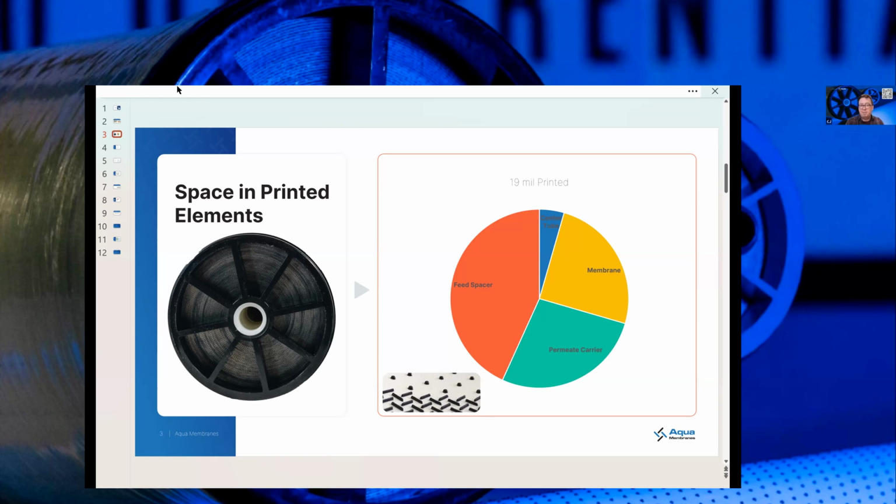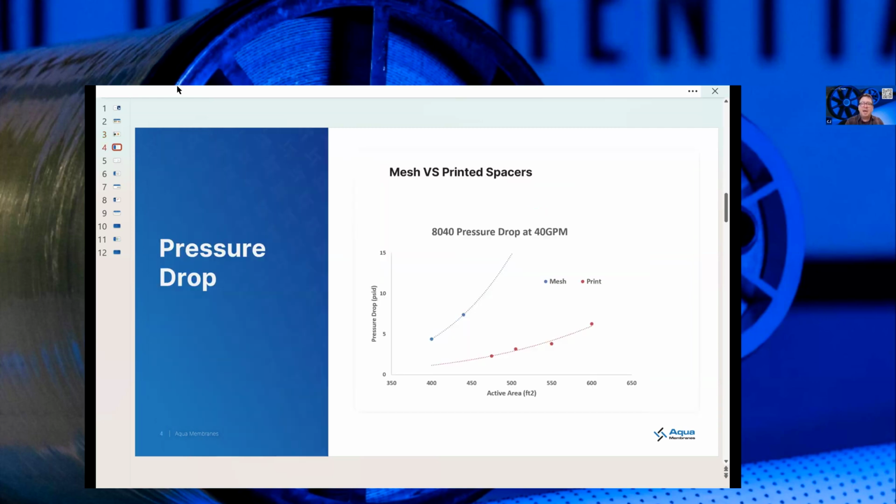But because we have the ability to shift dimensions around quite a bit, the current product that we're making goes from a 28 mil mesh, like we saw in the previous slide, to a little bit under 20 mil for the print. And by taking advantage of that extra 9 mils, we can get more membrane, more permeate carrier into the element, essentially more leaves in the same outer dimensions. So that's why we're focused on it. It's the biggest bang for the buck in terms of space.